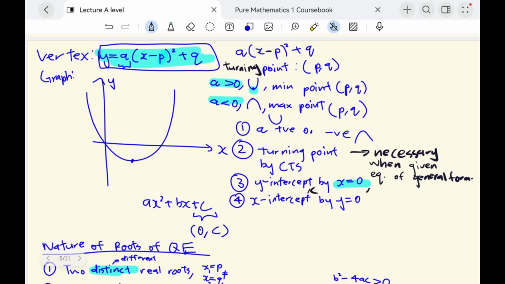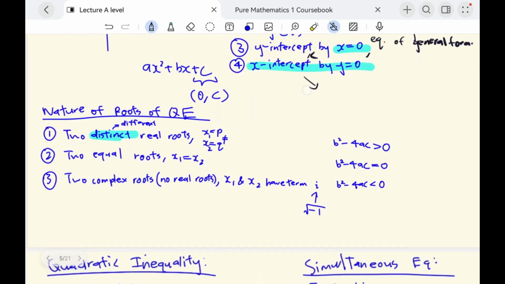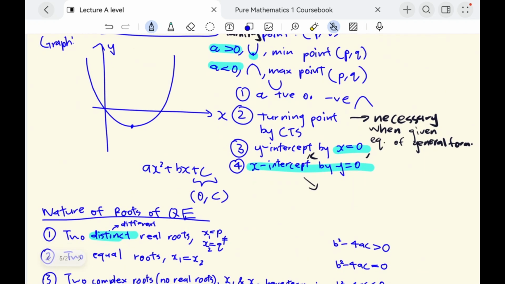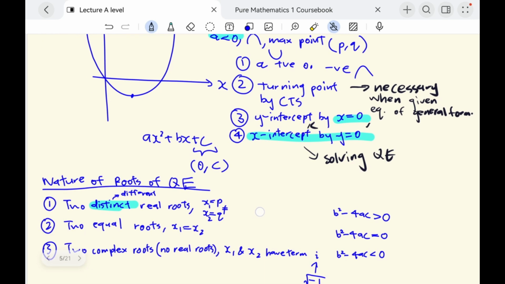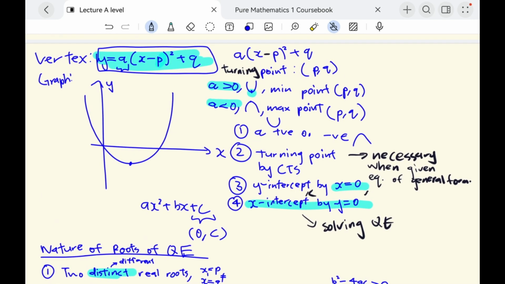And next, find the x-intercept by letting y equal to 0. Of course, this you need to master from the discussion above, which is the same method as solving the quadratic equation by letting y equal to 0. Okay, and then you will sketch the graph easier. You have the x-intercept, y-intercept, and turning point. These three things are enough for you to sketch the graph of the quadratic equation. All right.